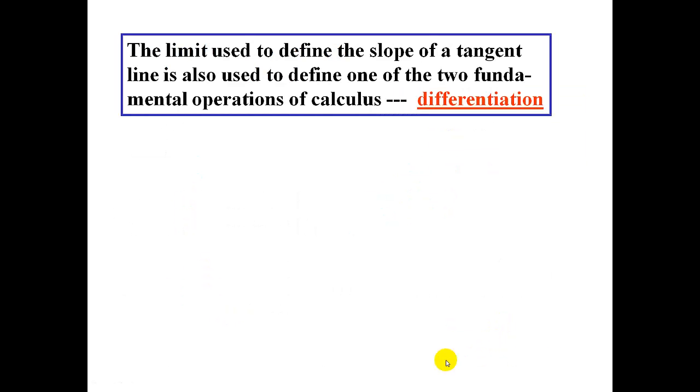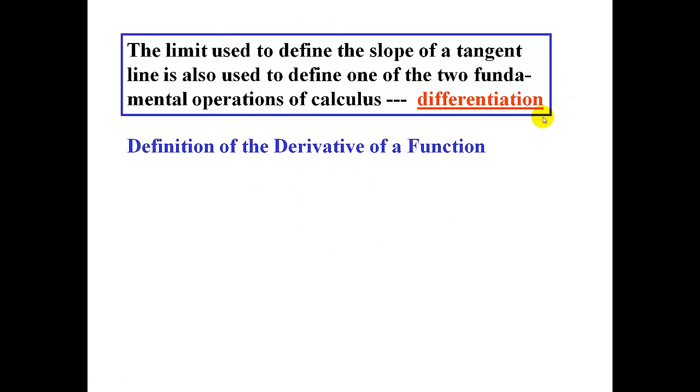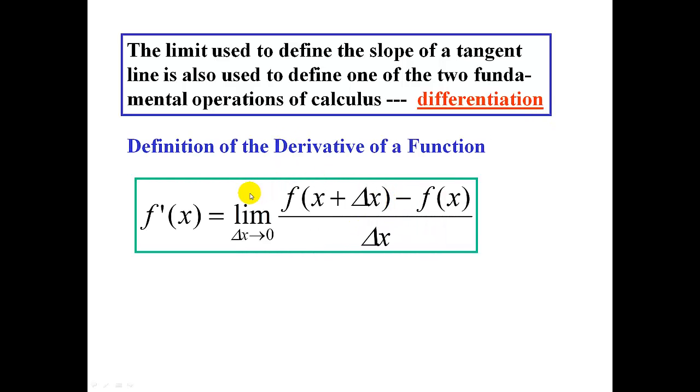So the limit is used to define the slope of a tangent line, and it's also used to define one of the two critical operations of calculus, which we call differentiation, taking the derivative. So the definition of the derivative of a function is exactly what we had learned just before, which is the slope of the secant line. It's the point brought closer and closer to the original point so that the secant line becomes the tangent line.